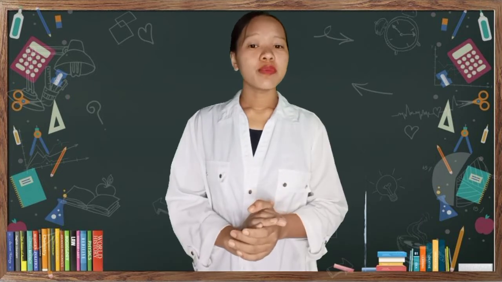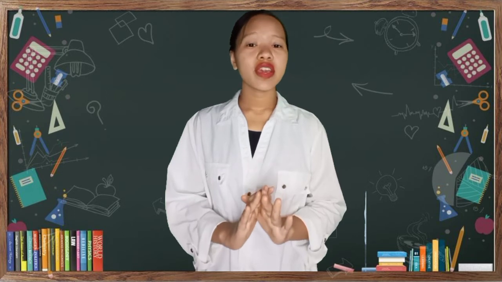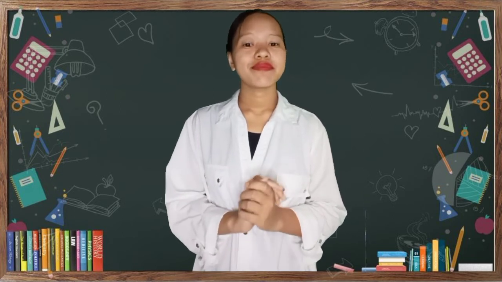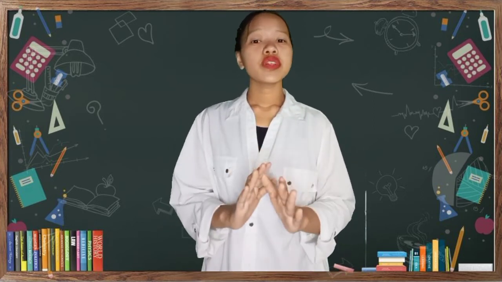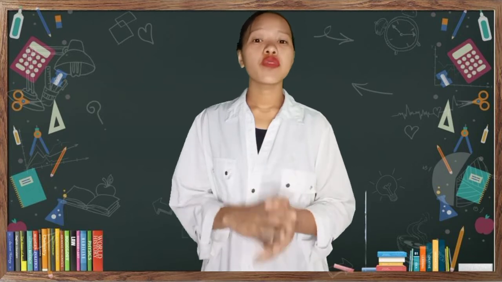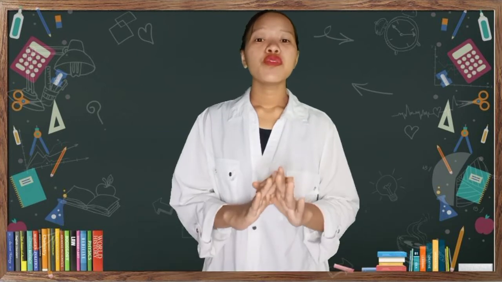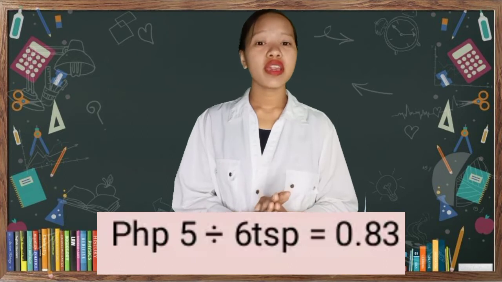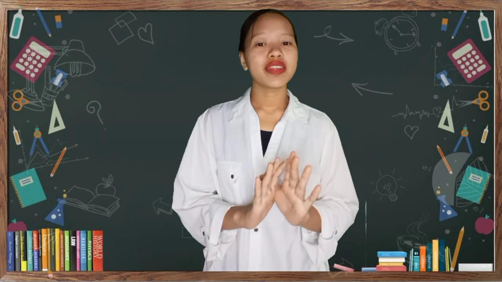And we have to calculate now the quantity unit cost and the cost of ingredient used in the recipe. So in order to get the quantity unit cost of garlic, let's divide 5 pesos by 6 teaspoons. So 5 divided by 6 is 0.83, and that's the quantity unit cost of garlic.